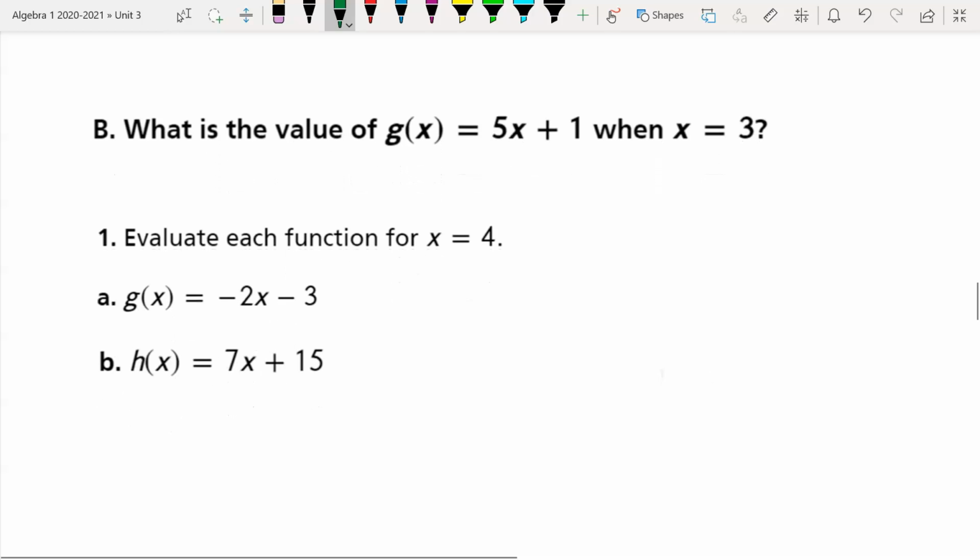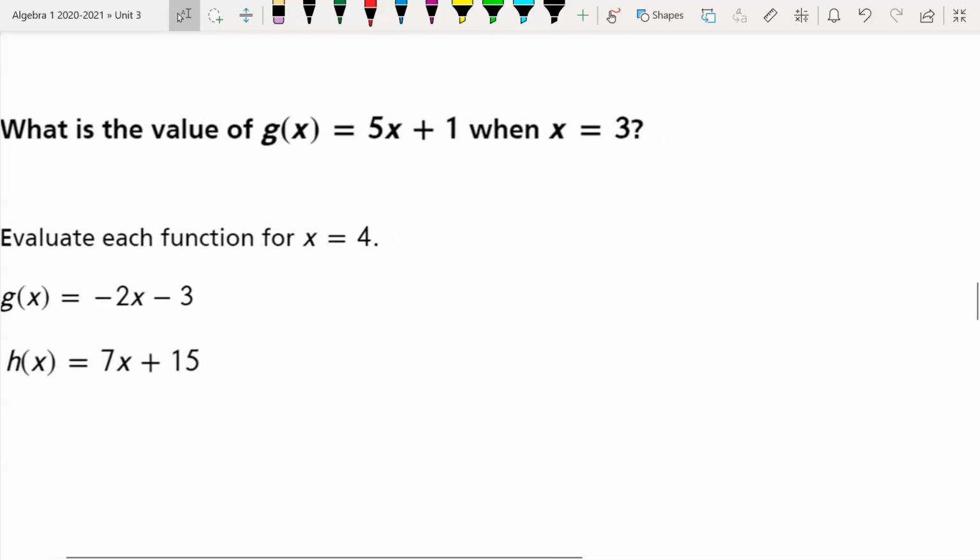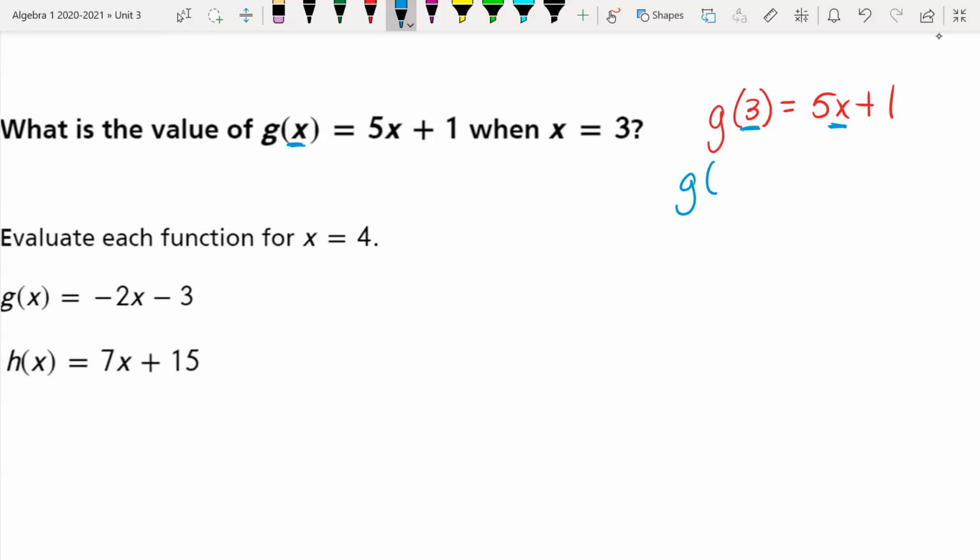Now what you do with function notation is something like this. This says, what is the value of g of x equals 5x plus 1 when x equals 3? Another way to write this is saying g of 3 equals 5x plus 1. So what you're doing here is I'm plugging 3 in for my x, and I'm going to solve it. So I plug in 3 for my x and solve.